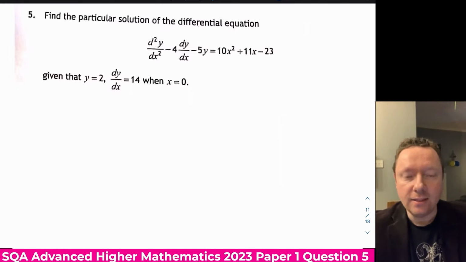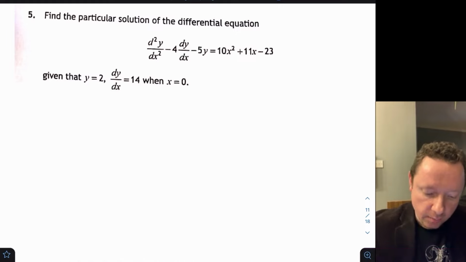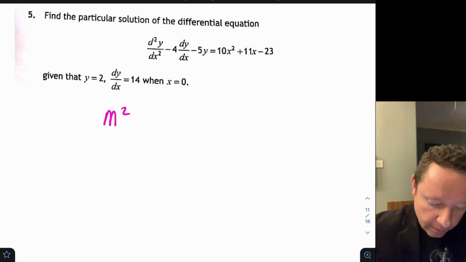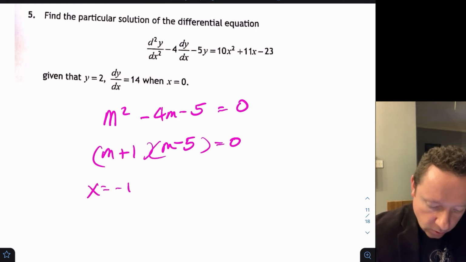SQA Advanced Higher Maths 2023, Paper 1, Question 5. Find the particular solution of this differential equation. So let's set up our m squared minus 4m minus 5 equals 0. And that gives us 5 and 1. Minus 5 plus 1 equals 0. So m equals minus 1 or m equals 5.